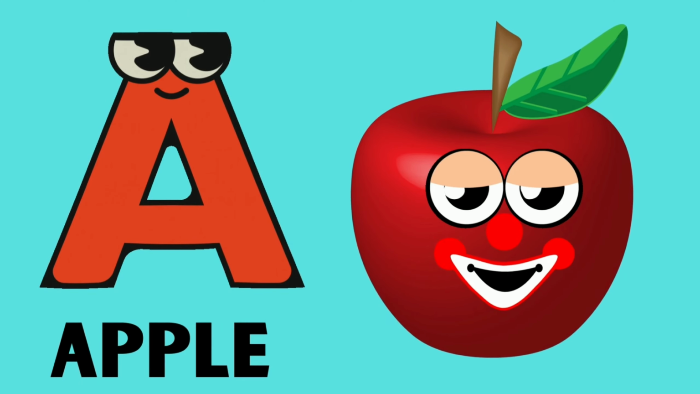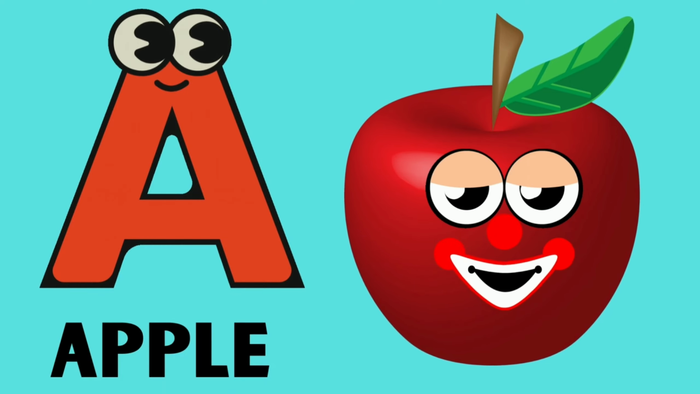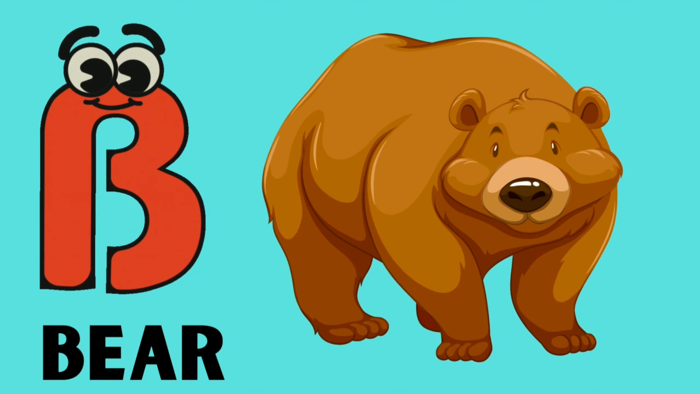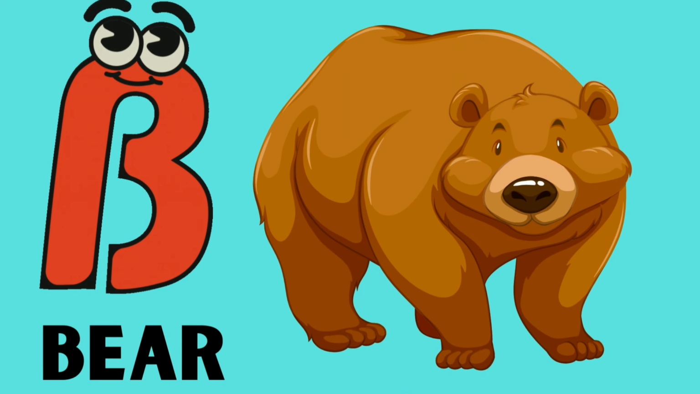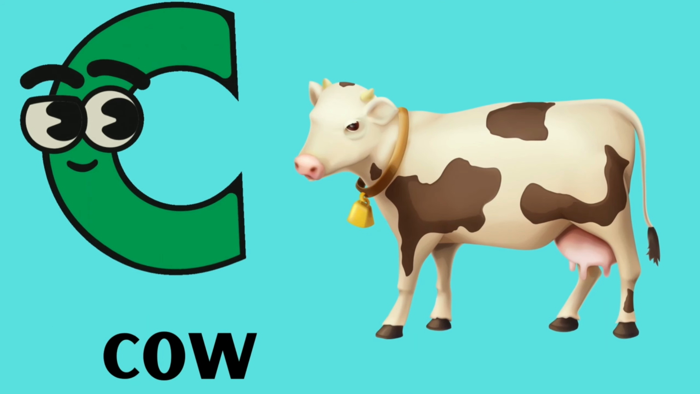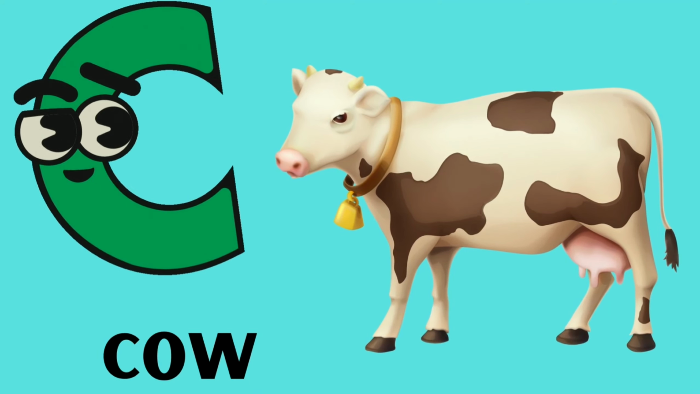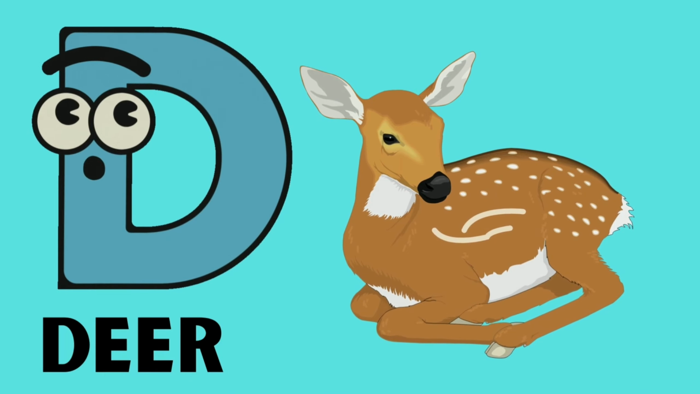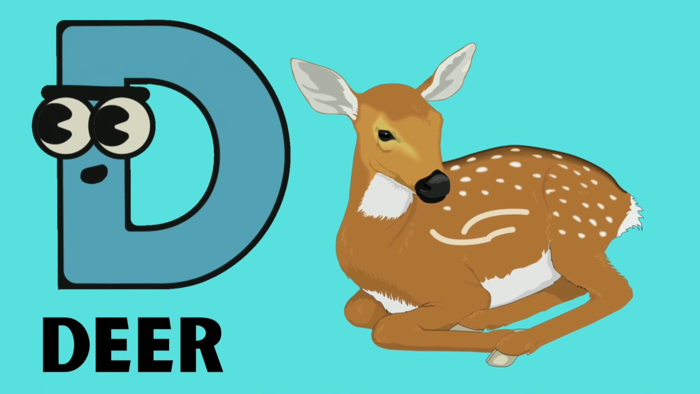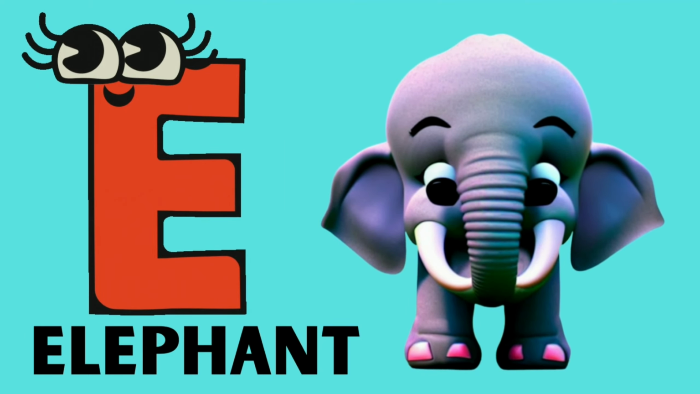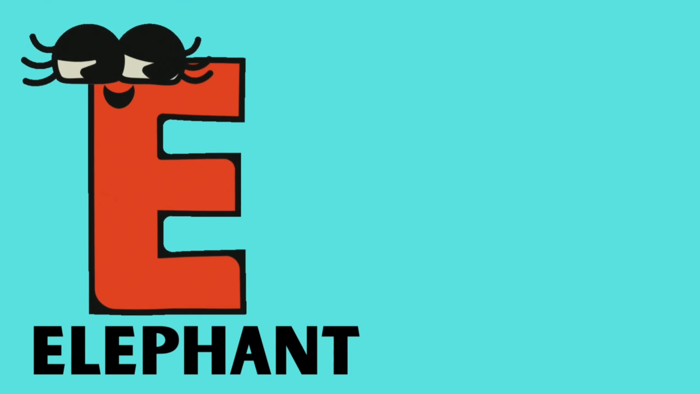A for apple, ding, ding. B for bear, ding, ding. C for cow, ding, ding. D for deer, ding, ding. E for elephant, ding, ding.